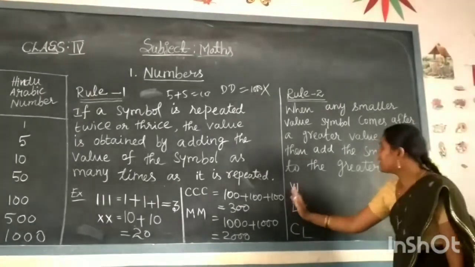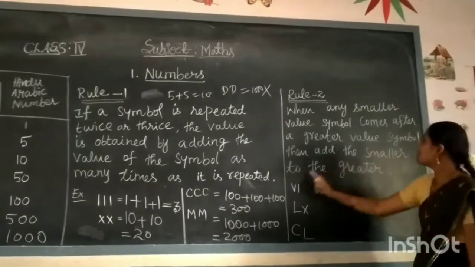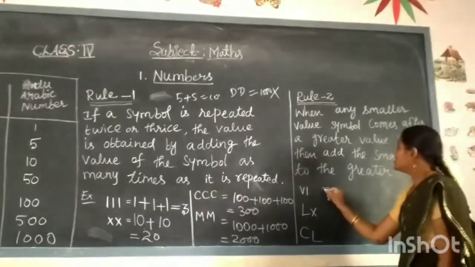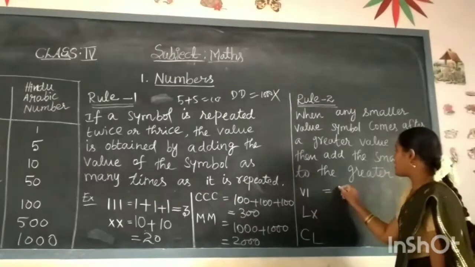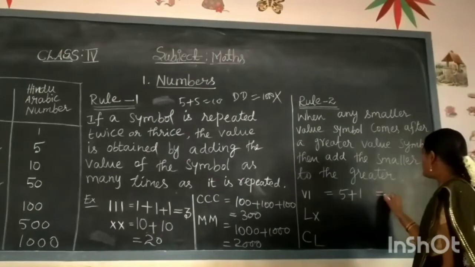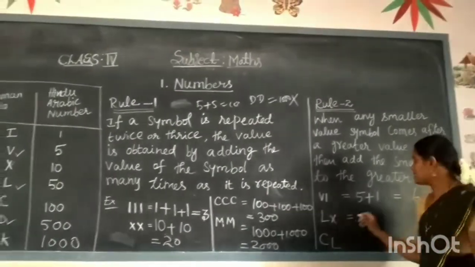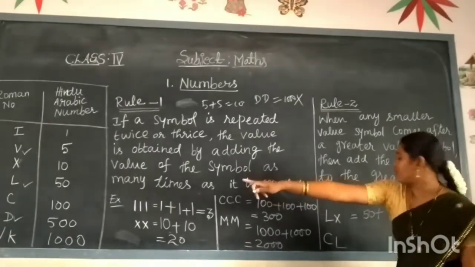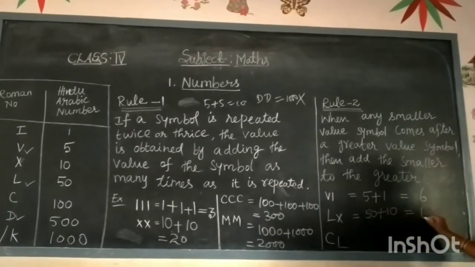Like that, after a greater number, if any smaller number is going to come, you have to add the smaller to the greater. So, both the numbers you have to add. Now, see, what is the value of V? 5, no? So, the value of V is 5 plus the value of I is 1. So, 5 plus 1 is equal to 6. Then, the value of L is 50. Then, what is the value of X? 10. So, 50 plus 10, 60.